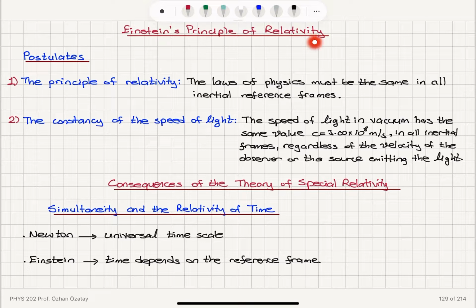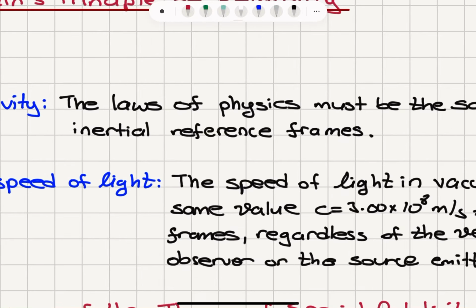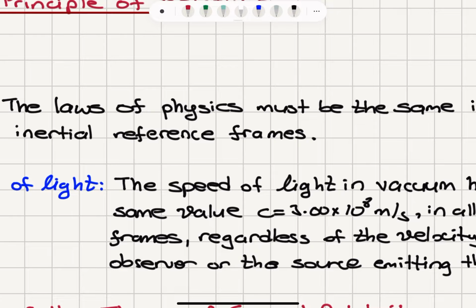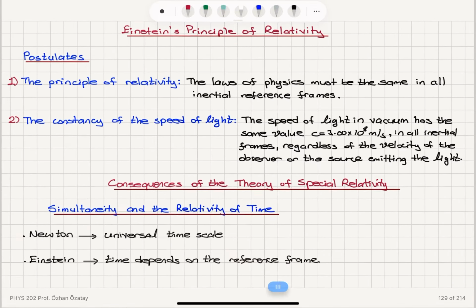Einstein's principle of relativity. Einstein's theory of special relativity is based on two postulates that we should be aware of. The first one is the principle of relativity. The laws of physics must be the same in all inertial reference frames. So if I go from one inertial reference frame to another, the laws of physics must be the same.